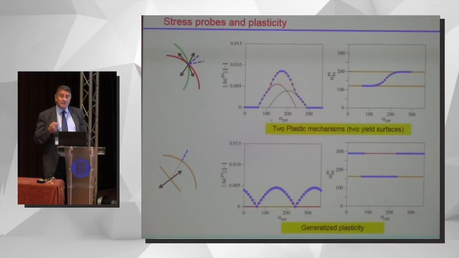Of course, if things are more complicated, for instance, if you have a double mechanism, a double yield surface, then you have to add them all, and you have a transition between the two orientations of plastic strains. If you have a generalized plasticity, if we assume the same hardening modulus in both directions, you get something like that, etc. So let's see what we obtain.